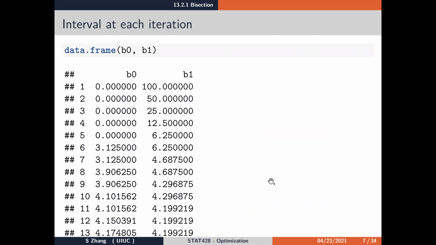We can also look at the interval, so the upper and the lower bounds for each of the bisection iterations. We started with the interval from 0 to 5n, which in this case is 0 to 100. And you can see that in each iteration, the length of the interval is cut by half. First is 0 to 100, and then it's 0 to 50. In the next iteration it is also cut by half, and you can see this interval becomes narrower and narrower, and it tightens around the region close to 4.18.